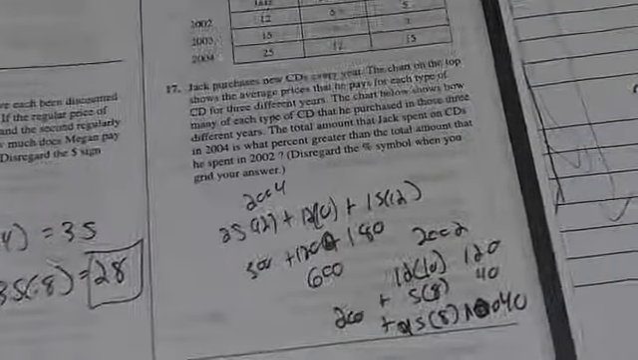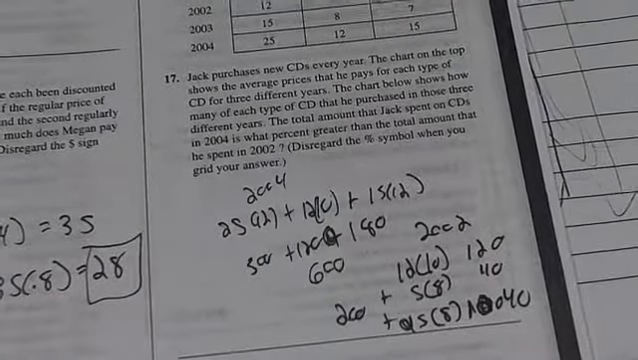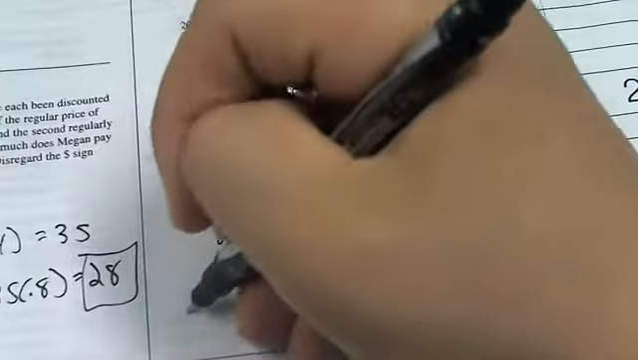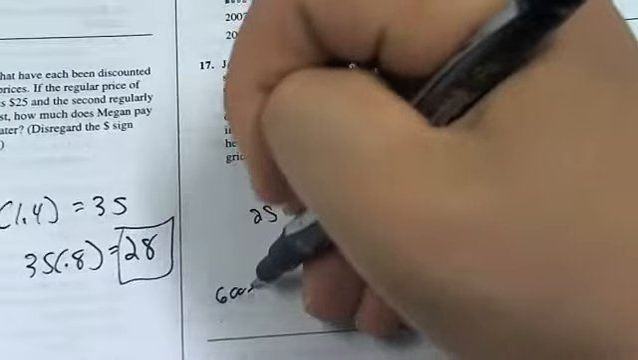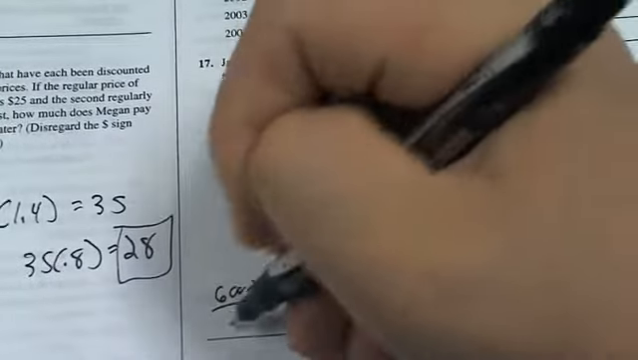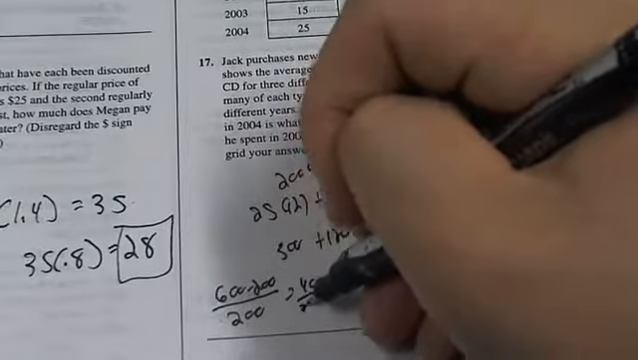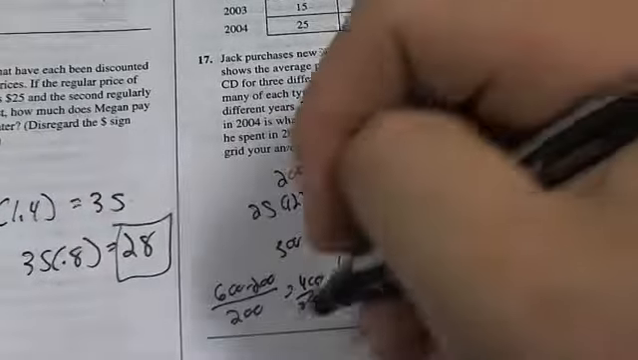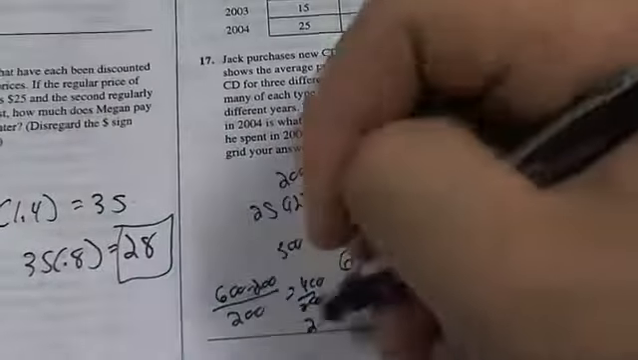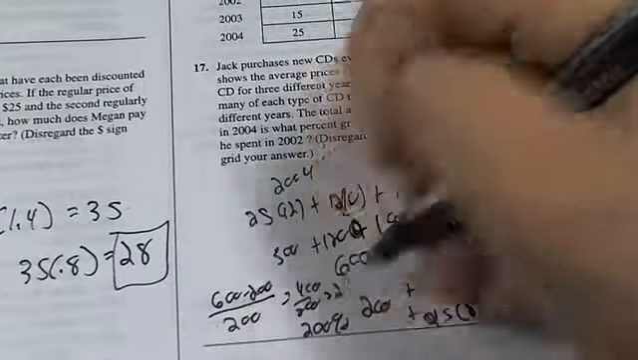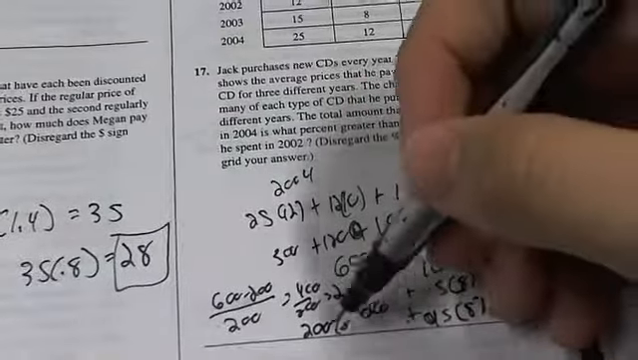So what percent greater than the total amount he spent in 2002? So you try to find the percentage increase. It'd be 600 minus 200 divided by 200. So that's 400 divided by 200. So you get 2, but it's really 200%. They wanted it in percent, so the percent increase was 200%.